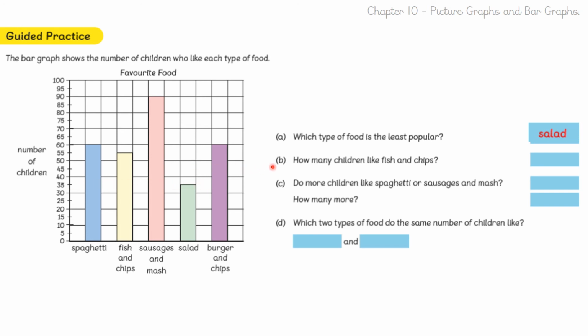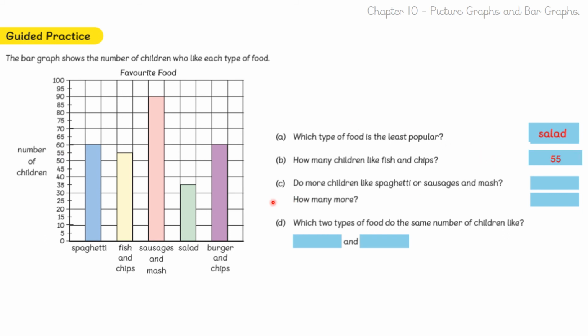How many children like fish and chips? So let's find fish and chips. Here, the yellow bar. You can use a ruler and draw a line all the way from your bar to the scale to help you find the answer more accurately if you want to. So let's do a line. How many children like fish and chips? 55 children. Let's check. 55, well done.